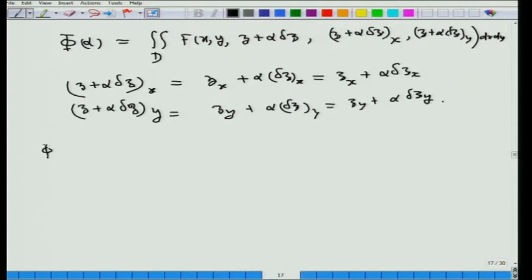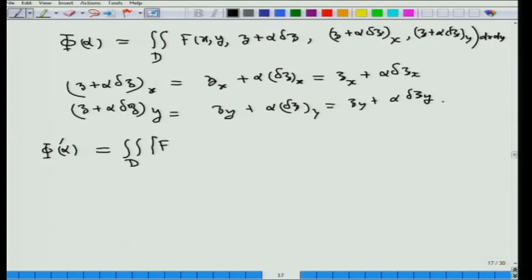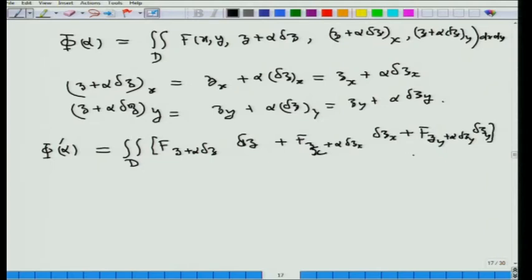So, now we differentiate this phi with respect to alpha, as we have been doing in the case of one independent variable. And so, we get here f of z plus alpha delta z times delta z, plus f of z_x plus alpha delta z_x times delta z_x, plus f of z_y plus alpha delta z_y times delta z_y, dx dy.